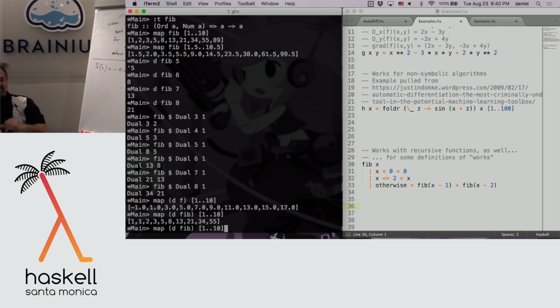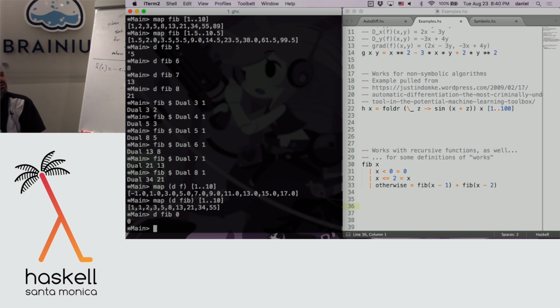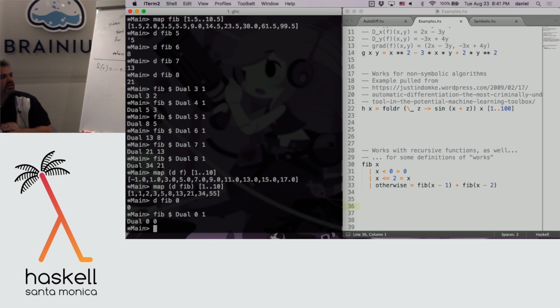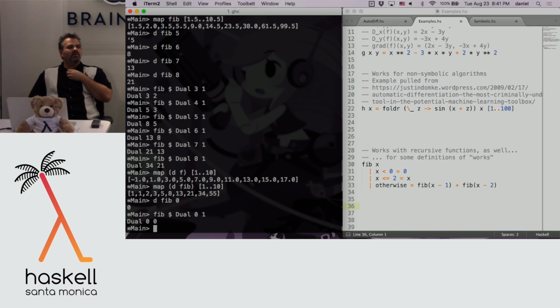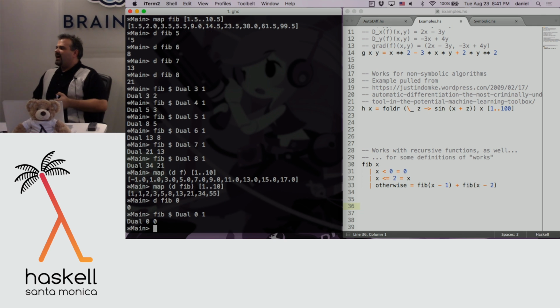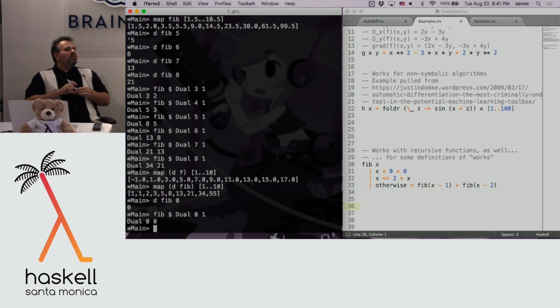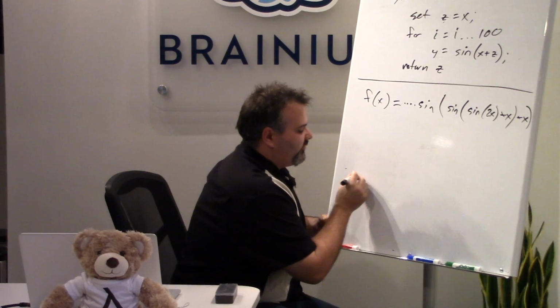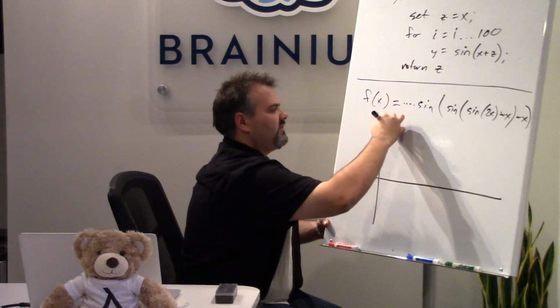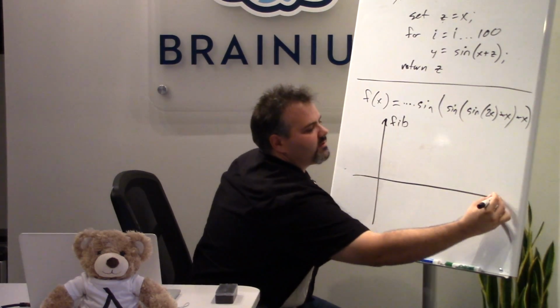Well, where it doesn't make sense is at 0. Derivative of the Fibonacci sequence is 0 at 0. Let's go fib dual 0, 1. That's dual 0, 0. This is actually a lie, and this is a gaping hole in my implementation here. So we want to actually graph my fib function. It looks something like this.